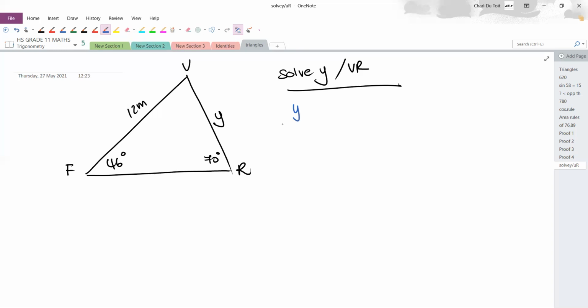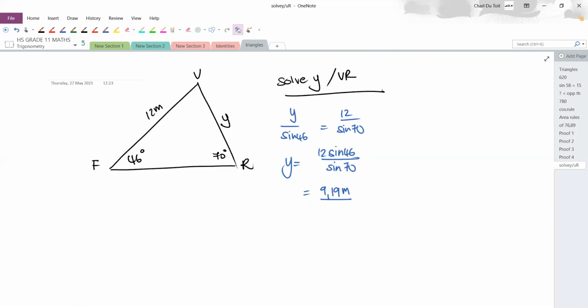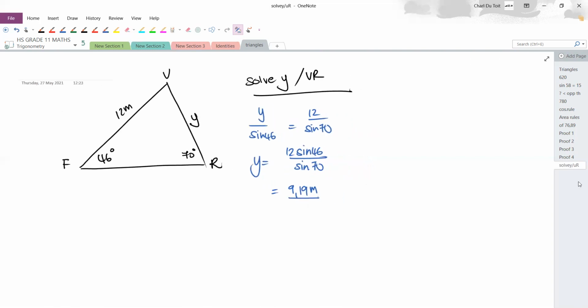Okay. Y over sin 46 equals 12 over sin 70. Very good. So Y equals 12 sin 46 over sin 70. If you put that in your calculator, you get 9,19 meters. Good. So you can do that. Let's do cos rule.